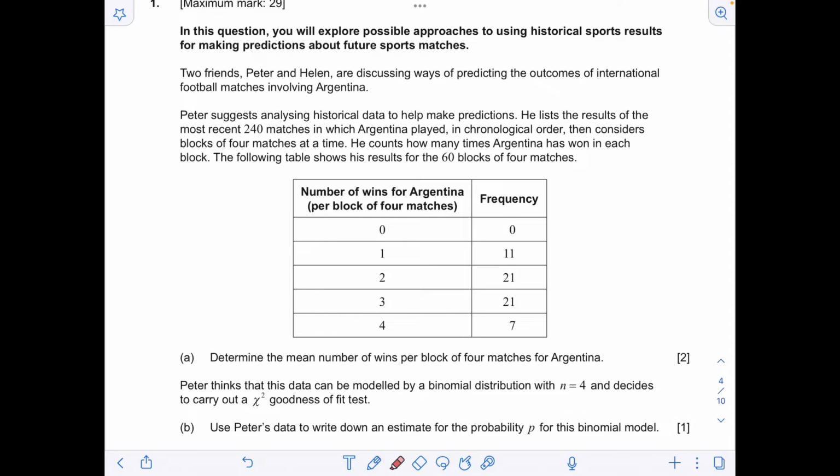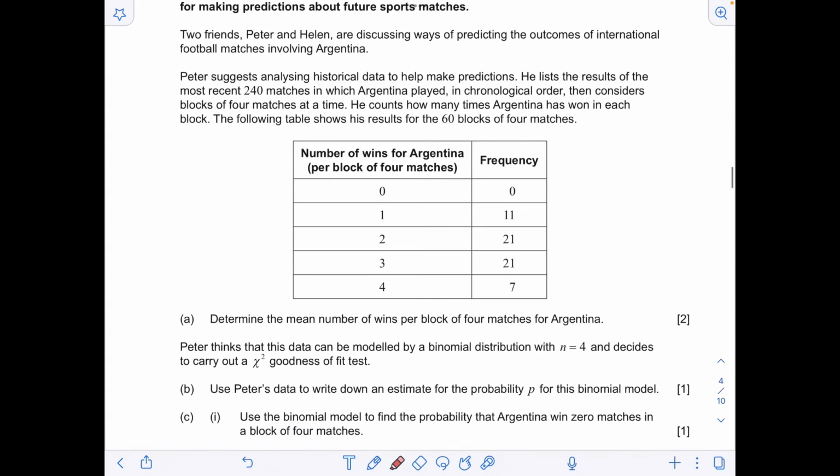240 matches divided into blocks of 4 matches is 240 divided by 4, or 60 blocks. So we should expect that the frequency over here should add up to 60. So in other words, in a block of 4 games, there were 0 times that Argentina won none of those 4. In a block of 4 games, there were 11 times that Argentina won 1 of 4. There were 21 times it won 2 of the 4 games, 21 times it won 3 of the 4 games, and 7 times it won all 4 of the 4 games.